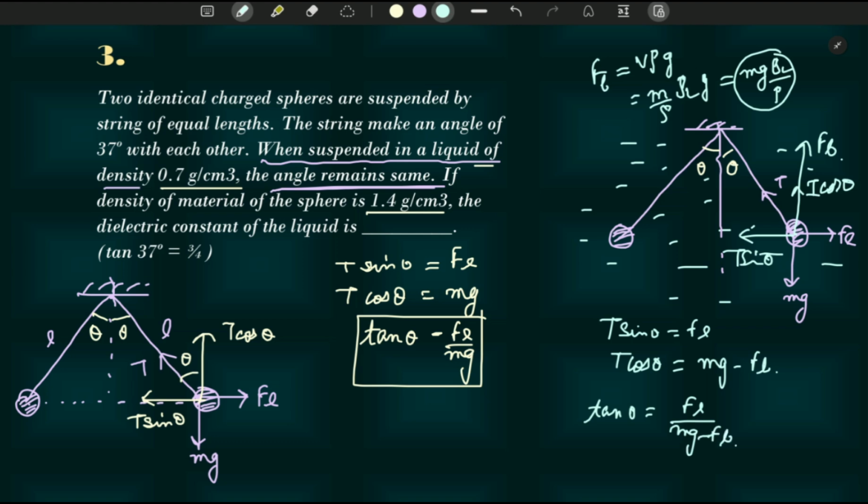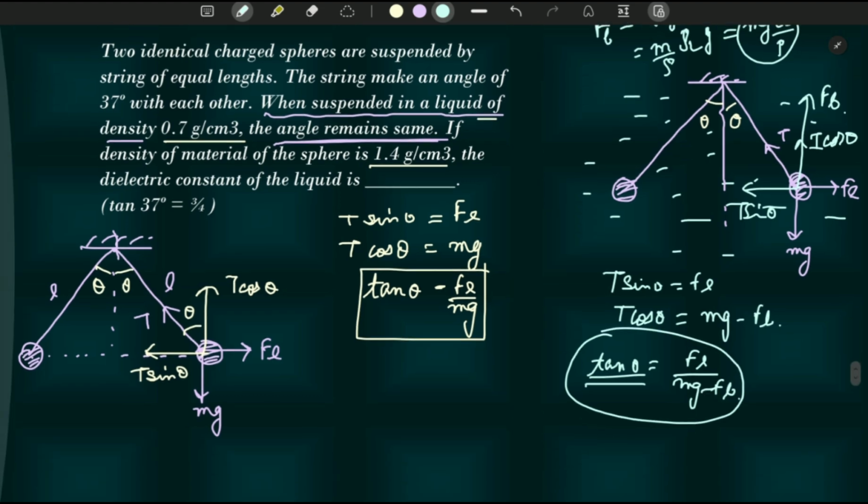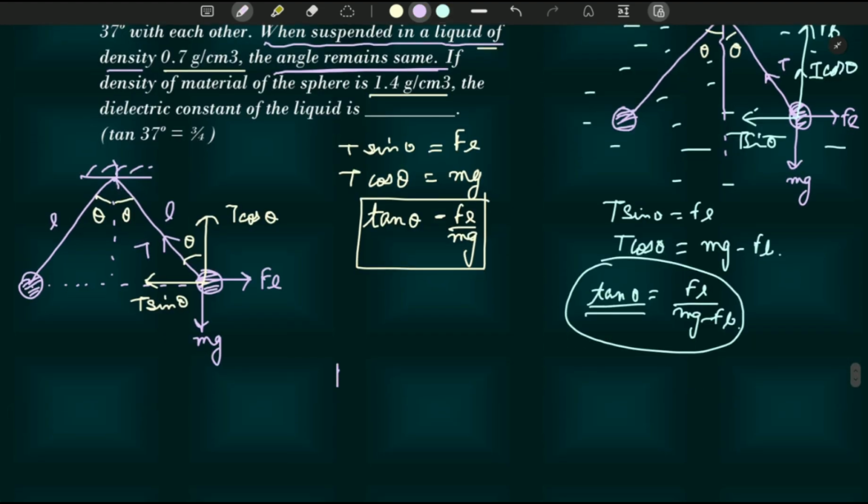Now why did I say that 37 is of no use? Because I need to just equate both the tan thetas, so it doesn't matter what the angle is. So I will equate both the equations. Fe by mg is equal to Fe by mg minus Fb.